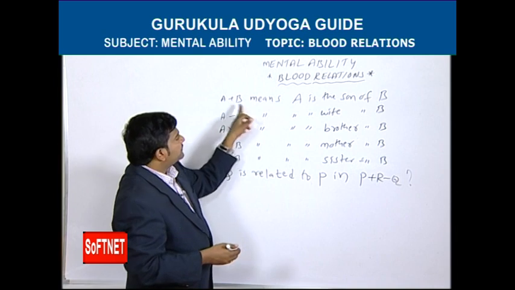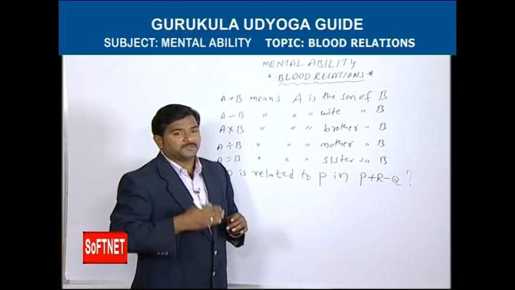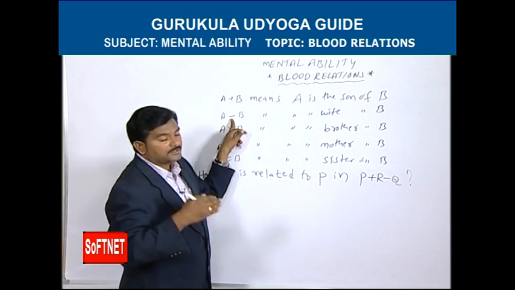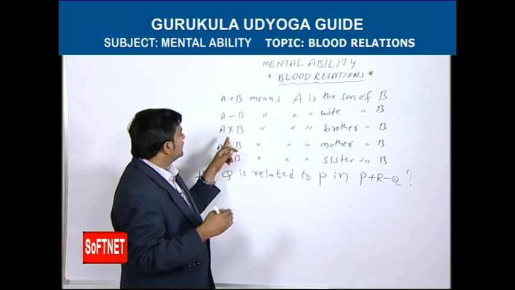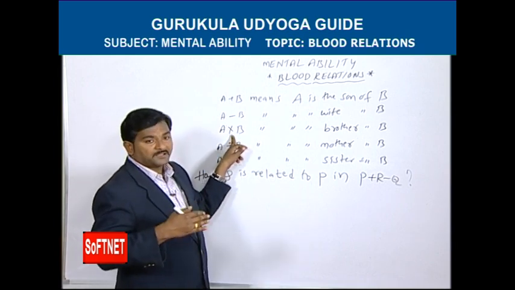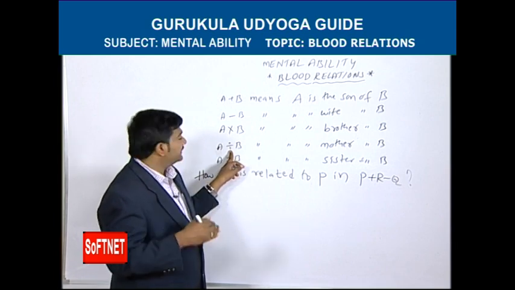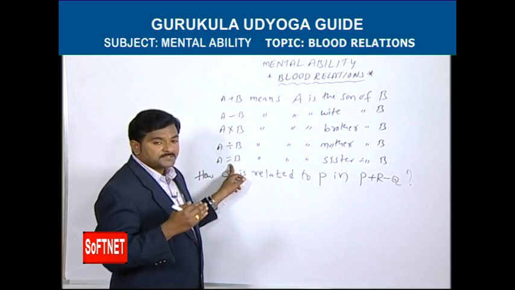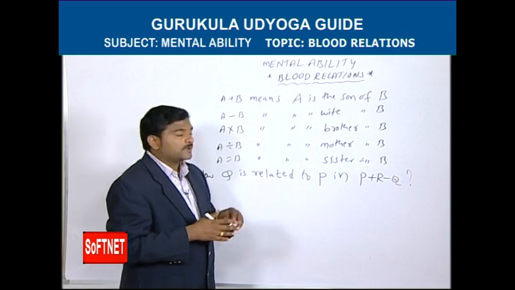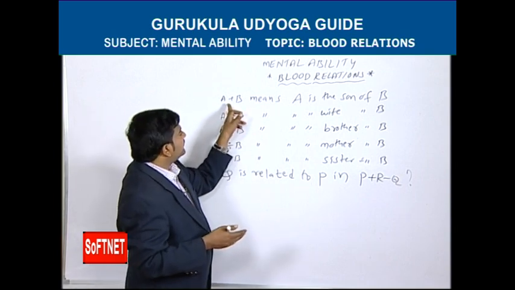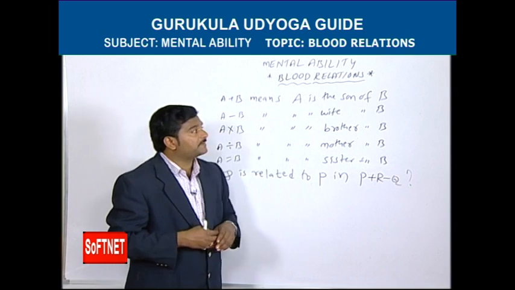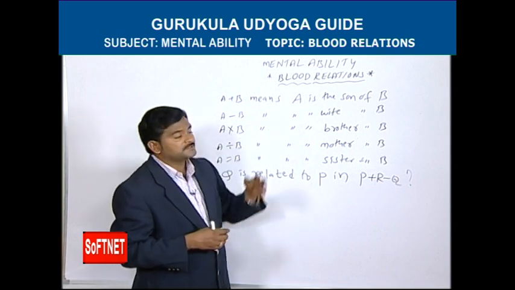Here plus means what? Son of relation. Minus means what? Wife of relation. Into means what? Brother of relation. Divided by means what? Mother of relation. Equal to means what? Sister of relation. You can ignore the A here. See, if I take A plus B, A is the son of B.